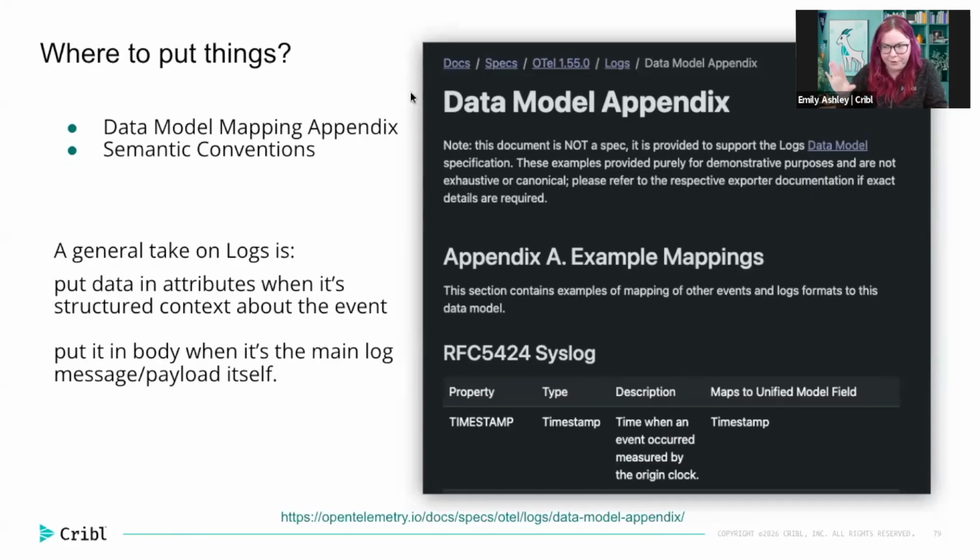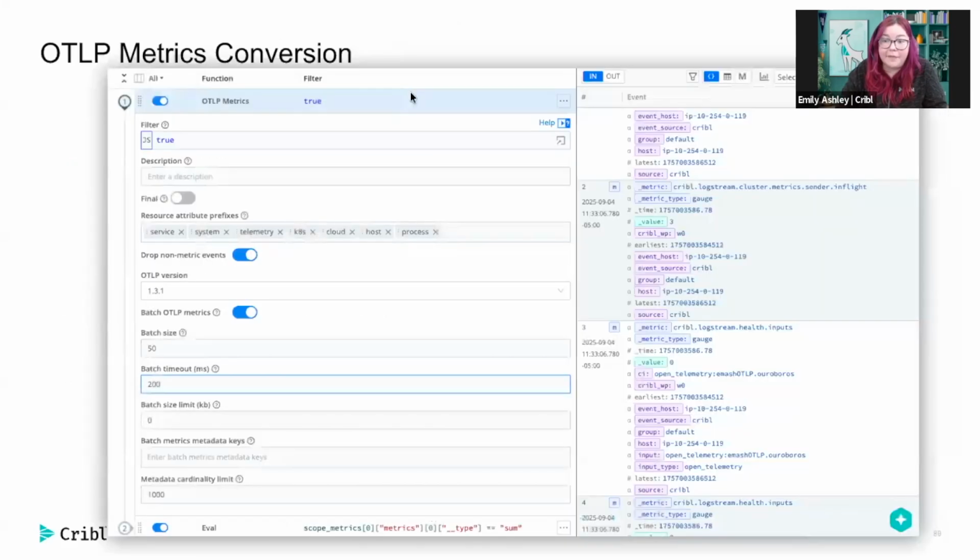So aside from this data model appendix example mappings, how do you know where to put things in conversion? I say to look to semantic conventions. A general take on logs is to put data in attributes when it's structured context about the event, but put it in body when it's the main log or message payload itself. On the metrics conversion side, if Cribl already recognizes events as metrics, you'll see the Cribl metrics fields present.